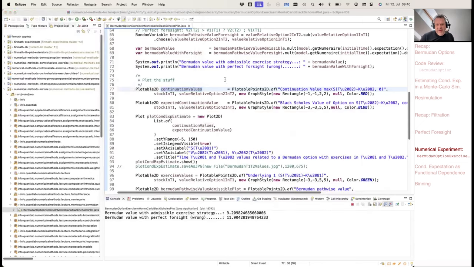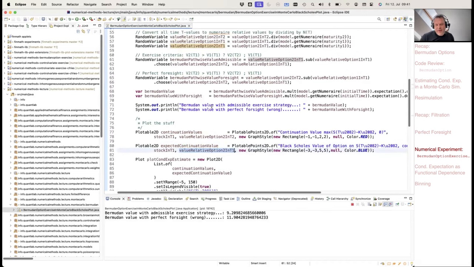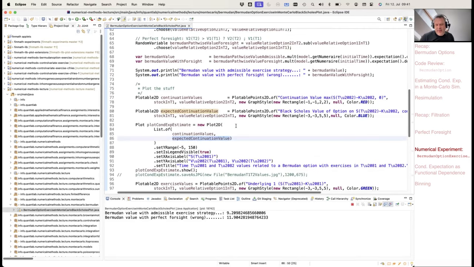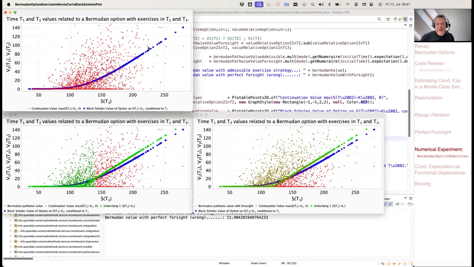The blue line is my Black-Scholes formula. This is my expected continuation value, which I'm also plotting. The expected continuation value is the value of the second option observed in T1. So this is the second thing I plot, the Black-Scholes formula. So when should you exercise? You compare the value of the underlying, which is the green curve here, to the Black-Scholes formula. And at the crossing point, you change your decision. If your stock is below, you continue because your Black-Scholes formula is above. And if the green line is above, you would exercise.